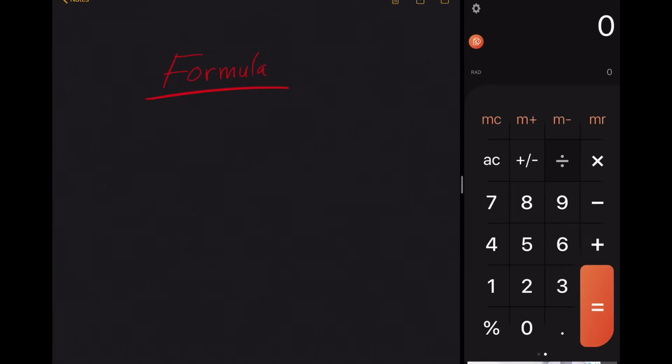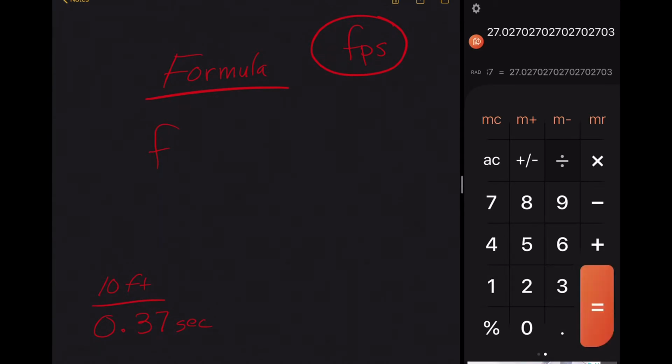All right, so your F is going to be your variable for the formula, and that's going to stand for your feet per second. I just showed you that I ran 10 feet per 0.37 seconds. So to figure out my feet per second, I'm just going to once again divide. 10 divided by 37 hundredths. And I was running 27 feet per second.